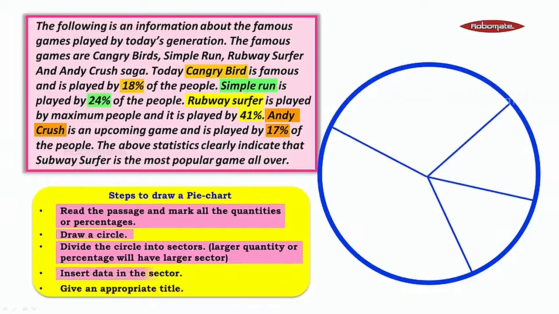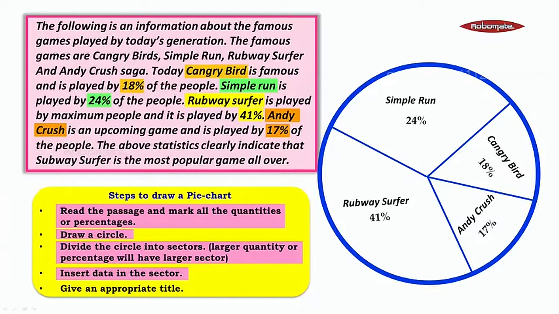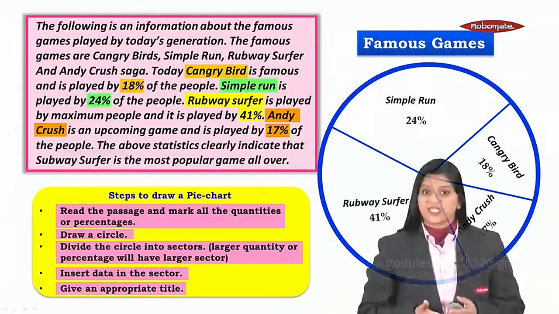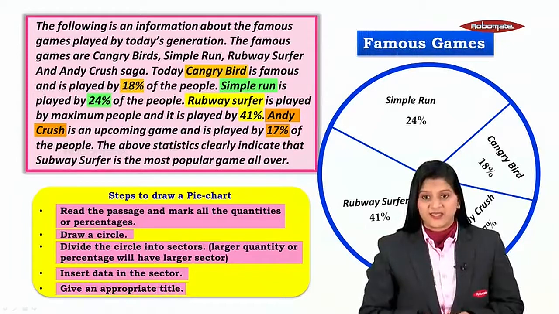Insert data in the sector. Whatever information has been given to you, for example, Rubway Surfer, 41%, Simple Run, 24%, and so on, you put all the information in your circle. And then in the end, the last step is give an appropriate title. That is, you will have to put a heading.